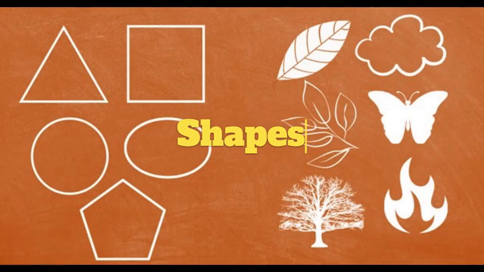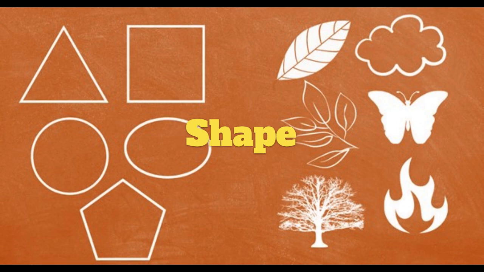Shapes are two-dimensional objects created by lines, textures or colors. They have length and width. They can be viewed from one angle. Shapes may be organic or geometric.